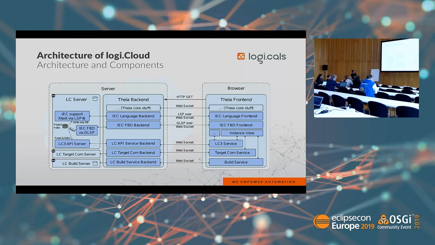So the protocols being used between the browser and the server are plain HTTP GET and WebSockets-based. So for the services, for everything that's not language related, it's gRPC over WebSockets. It's RPC JSON over WebSockets, right?